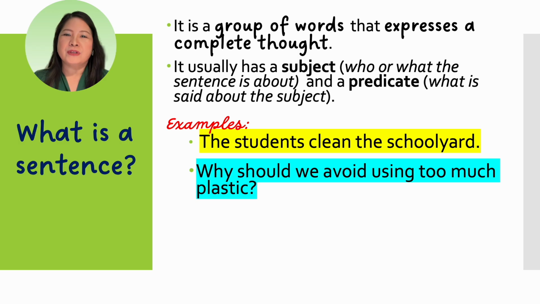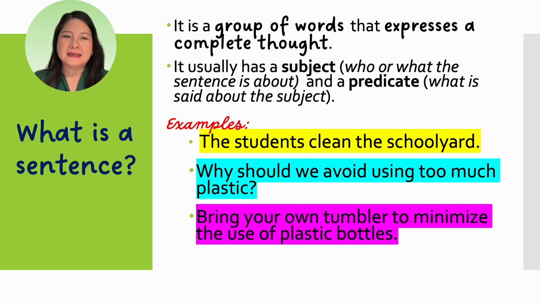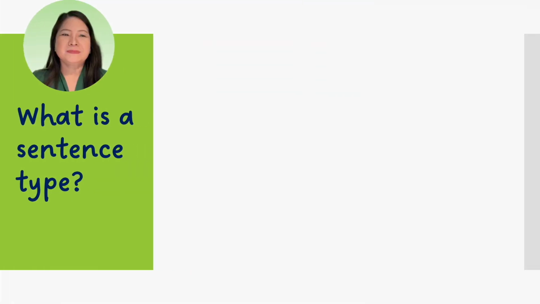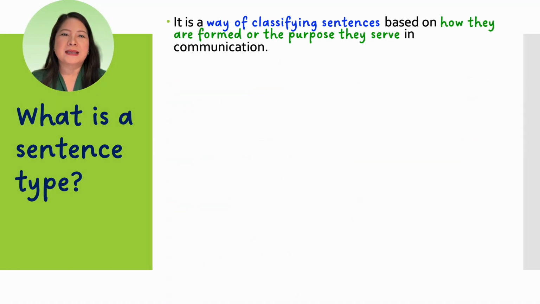Why should we avoid using too much plastic? Bring your own tumbler to minimize the use of plastic bottles. What a big difference cleanliness makes in our surroundings. Now, what is a sentence type? It is a way of classifying sentences based on how they are formed or the purpose they serve in communication.